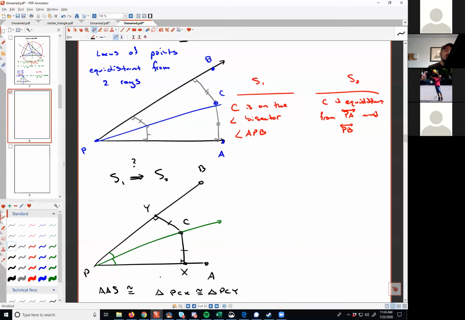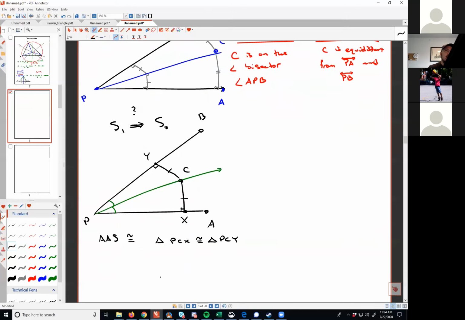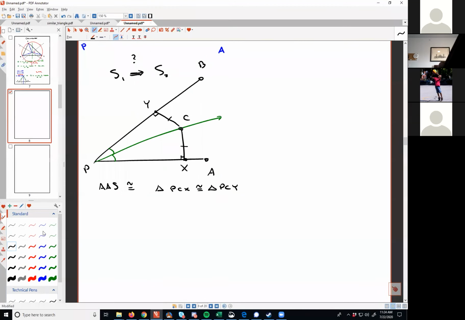Okay, so statement 1 implies statement 2. Now we're going to prove that statement 2 implies statement 1.